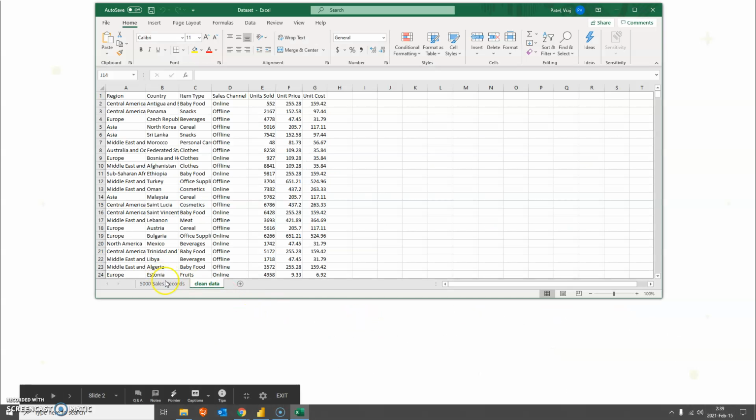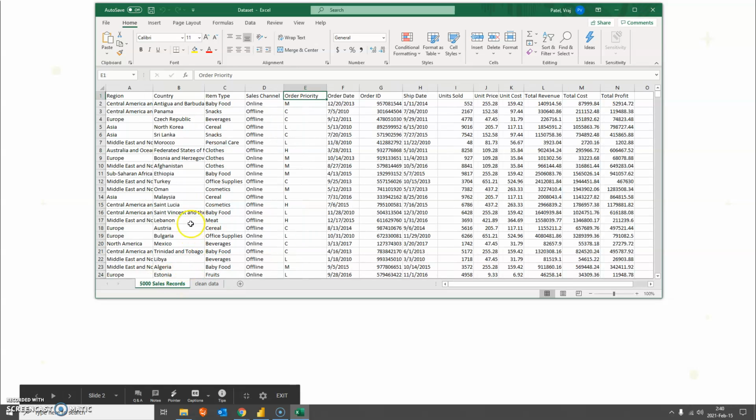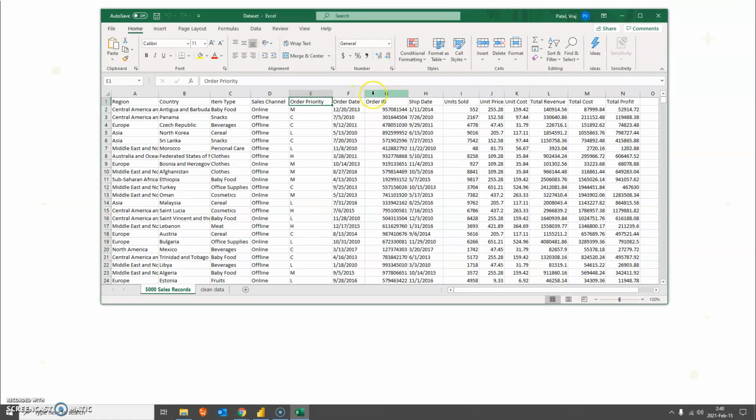I'll talk about the data first. I got this data from this website, and this is the data about sales. This is a record of sales from all over the world, and it has 5,000 rows.